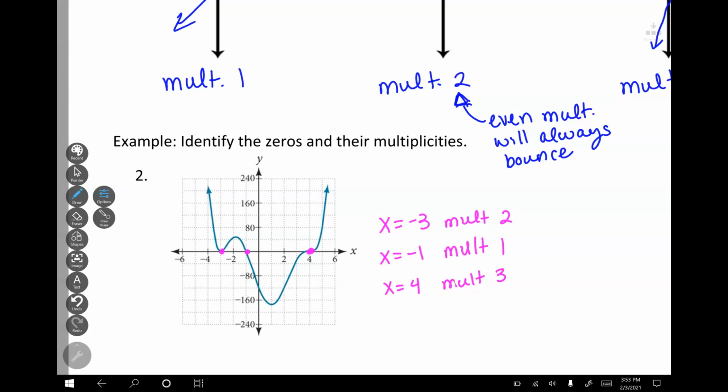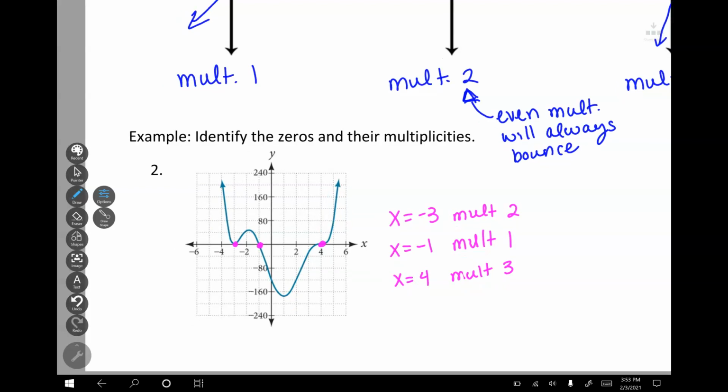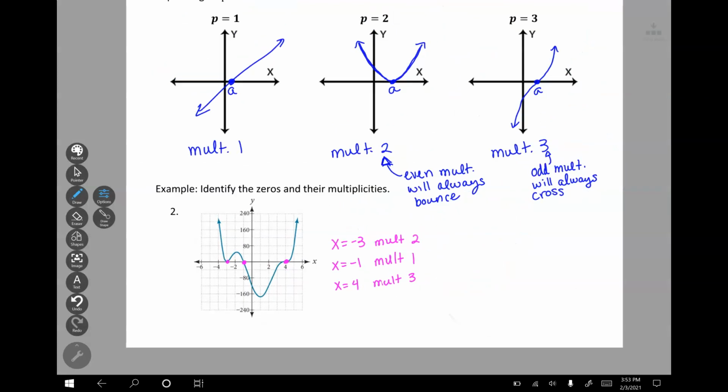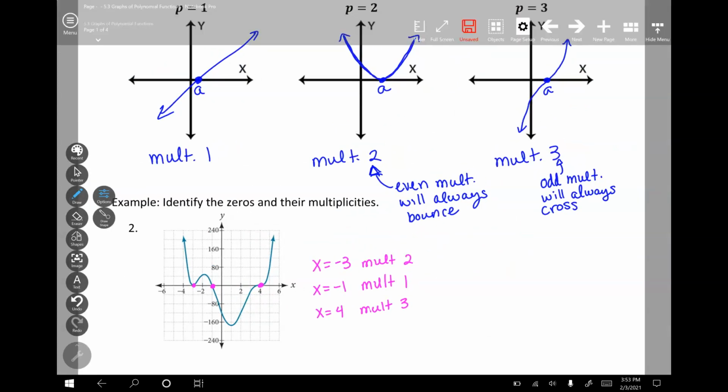So again, if it bounces, it's even, so multiplicity 2. If it goes straight through, it has multiplicity 1. If it goes through but it bends, then it's odd but not 1. So multiplicity 3 is what we will assume.